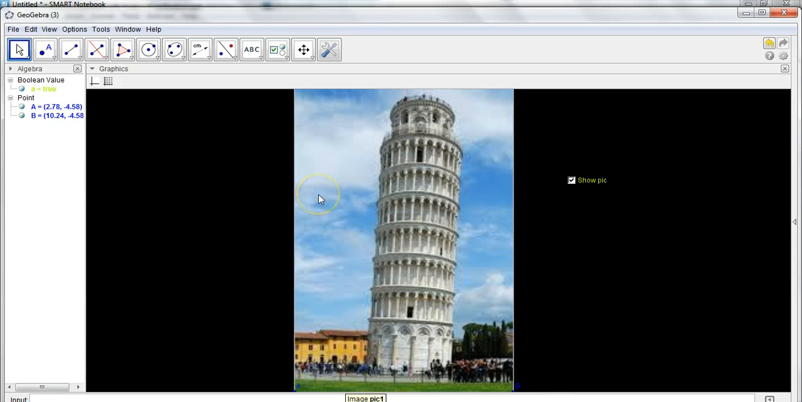Here's a picture I got off the internet of the Leaning Tower of Pisa.